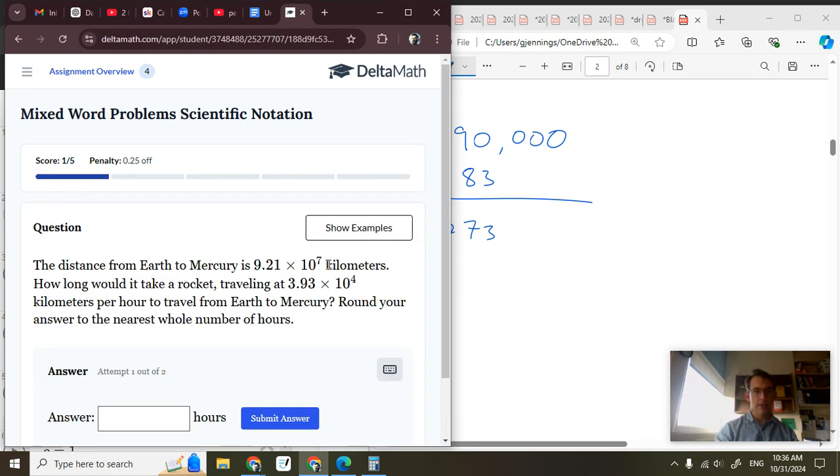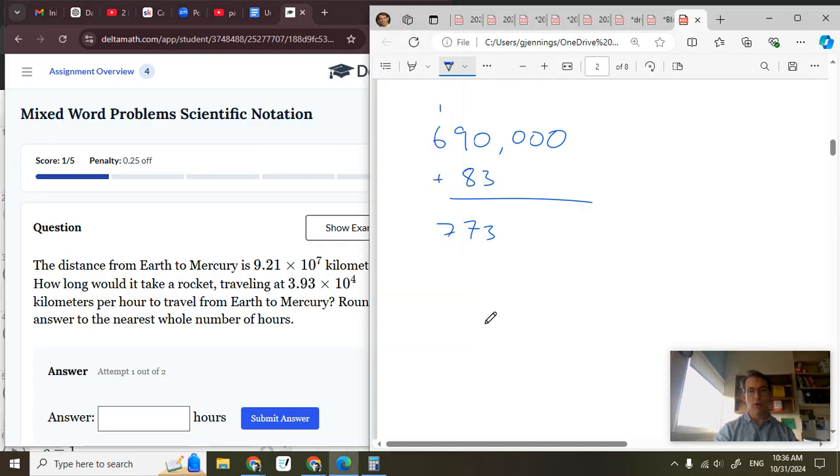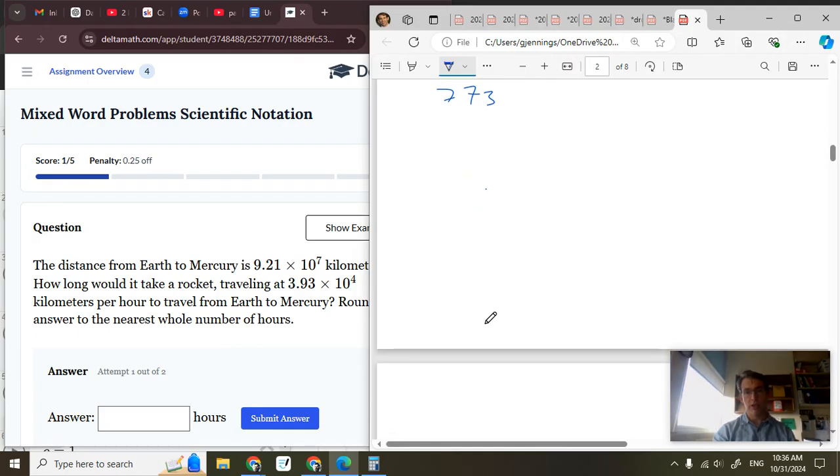Okay. The distance from Earth to Mercury is that. How long would it take a rocket traveling at this many kilometers per hour to go from Earth to Mercury? Oh, so this is a speed question, and we want time. So distance divided by speed will give me time. Okay. 9.21 times 10 to the 7 divided by 3.93 times 10 to the 4.